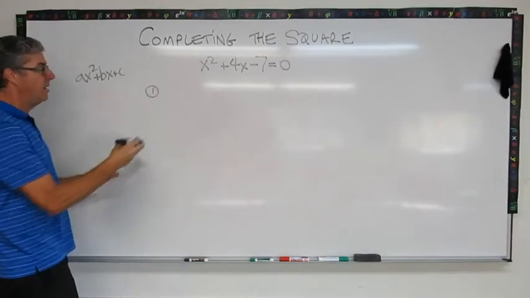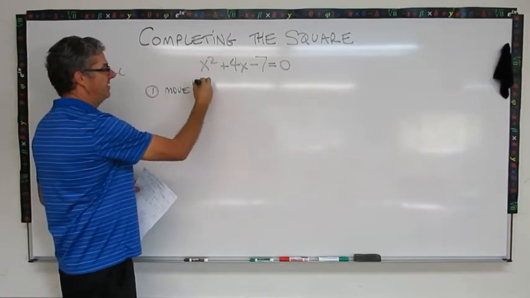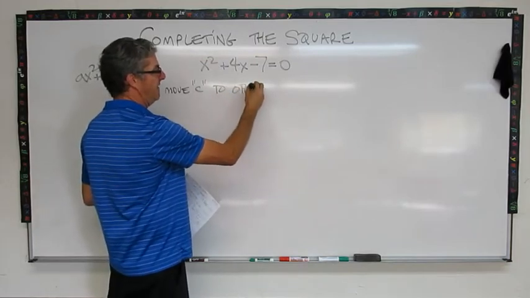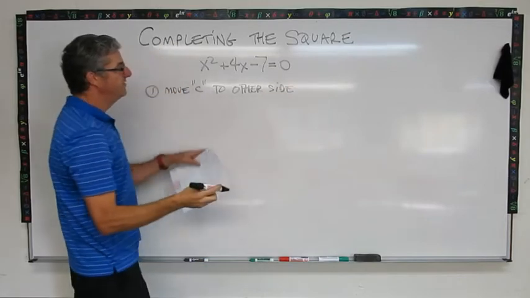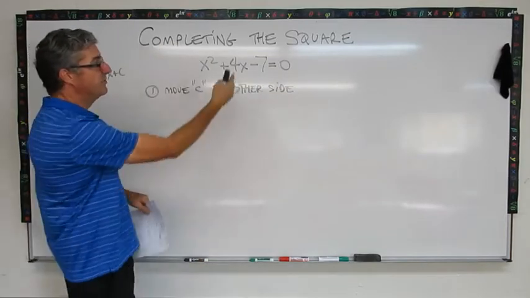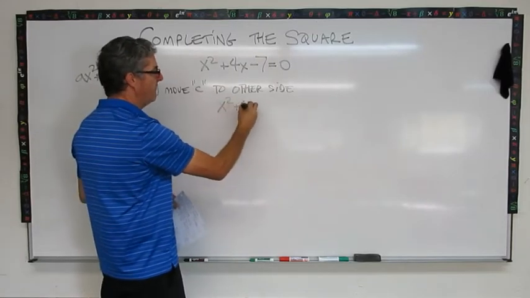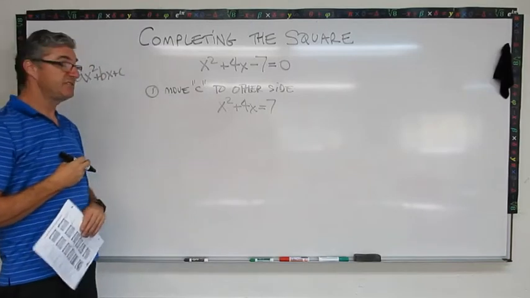Step number 1. Move c to the other side. The c is my minus 7, so I'm going to add it to both sides. So I'll have x squared plus 4x equals 7. So that's the first step.